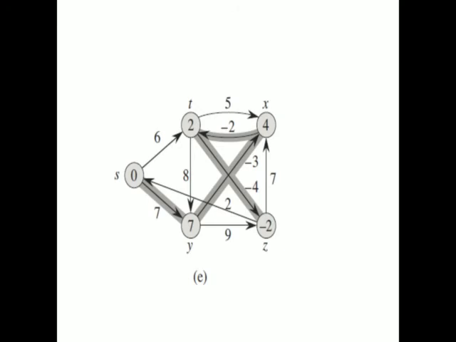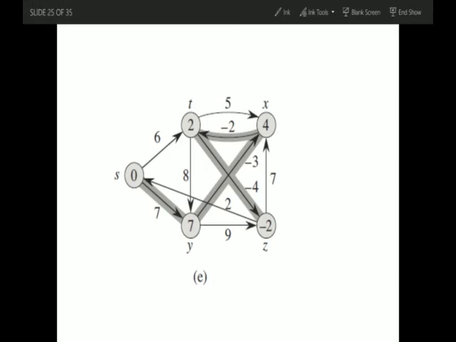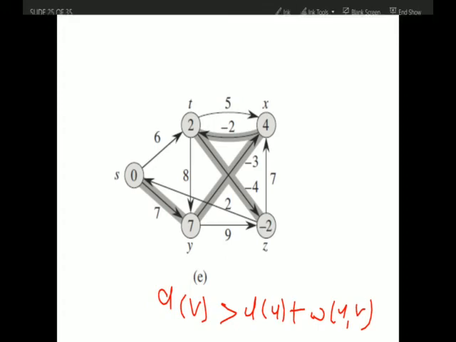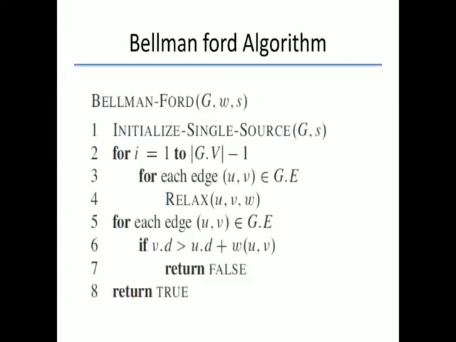Now after this, to check whether there exists a negative weight cycle, we cross check all the edges, whether any vertex's shortest path estimate is greater than d of u plus w of u comma v. If it is there, then there is definitely a negative weight cycle. So we will return false, otherwise we will return this solution. So basically now we can go to the algorithm.